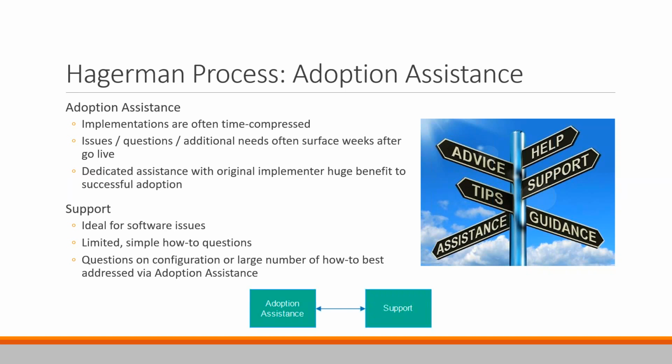We also provide support for Vault, but that's not the best way to handle adoption assistance. Support is for software issues. The server's not working, my client is crashing, maybe some limited how-to questions in general. Questions on the configuration or any of the procedures are best left for something like a dedicated assistance session. And so that's why we started building in a bit of time for that activity, because it's crucial.